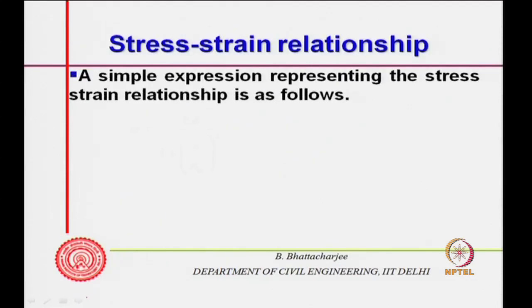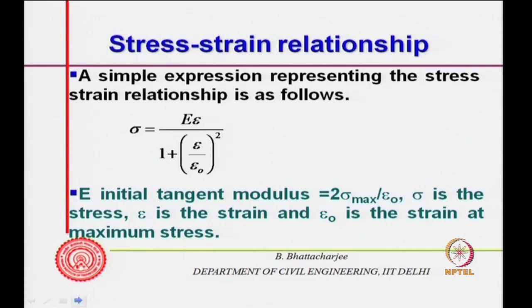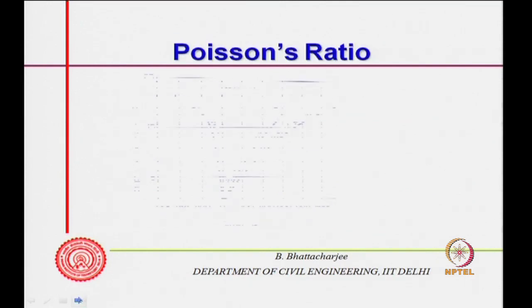The simplest relationship, though there are many more complex ones, is of this form, where E is the initial tangent modulus, which is twice sigma max divided by epsilon 0, and sigma is the stress at any point, epsilon is the strain at any point, and epsilon 0 is the strain at maximum stress. So, this sort of formula is available through which you can define the stress strain curve, and there are complex formulae also available. So, this was the stress strain curve of concrete.